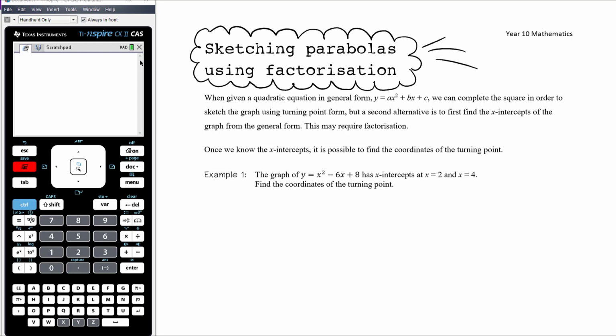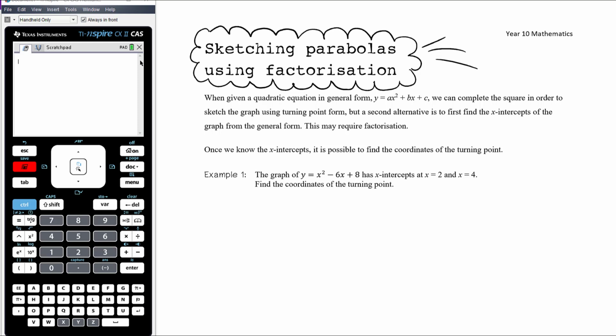So what we want to look at today is examples where the quadratic does factorize. So rather than worrying about completing the square to find the turning point, let's focus on factorizing to find the x-intercepts first. And then from the x-intercepts, we'll find where the turning point is. Okay, so we want to talk about that process first.